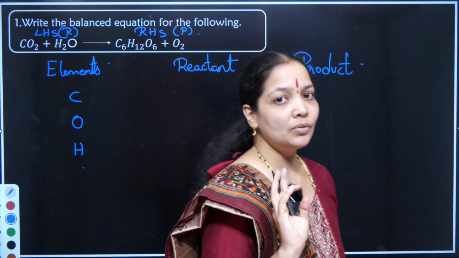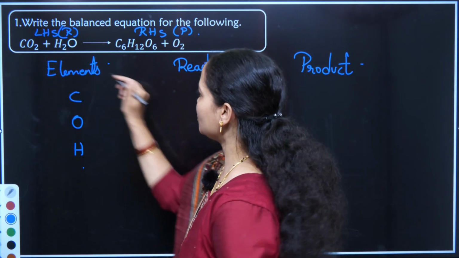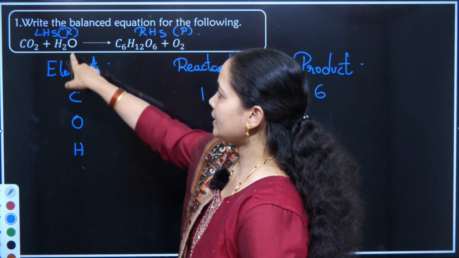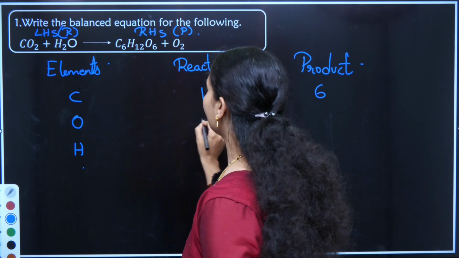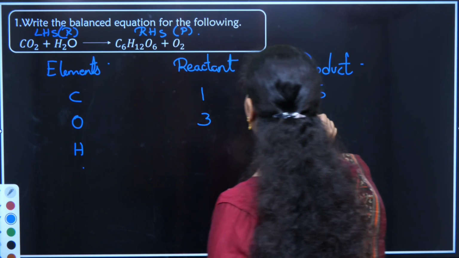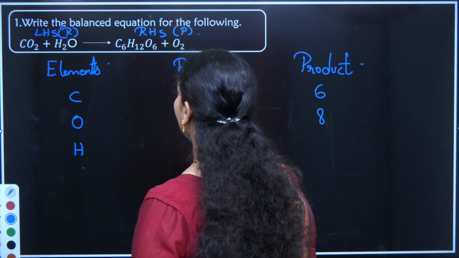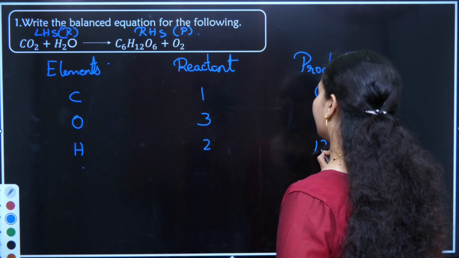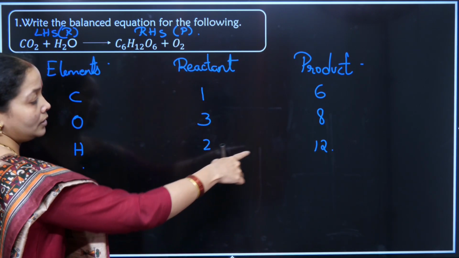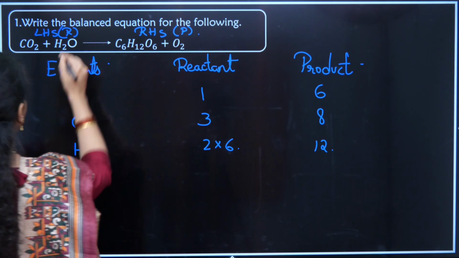So let us just count the number of elements present in reactant. Carbon is 1. In product, carbon is 6. In reactant side, oxygen 2 plus 1, 3. And in my product side, I have oxygen 6 plus 2, 8. Now hydrogen 2 here, hydrogen 12 here. Okay, so if I have to balance hydrogen, which was 12 and 2, I'll multiply this with 6. This 6 has to be placed here.